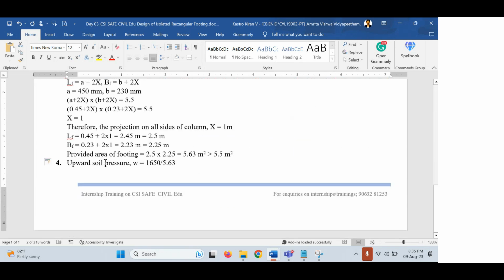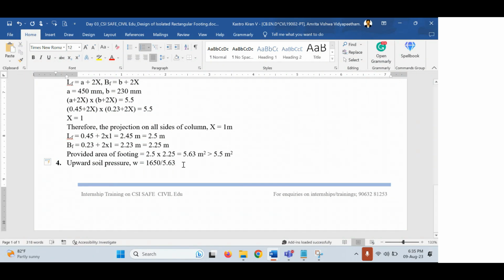So total load divided by provided area, not the required area. Provided area is this one, required area is this one. So we have to work with the provided area, not with the required area, because this area we are not providing anymore. This was the required area. So how much have we provided? We have increased the dimensions to the nearest round value, and hence we have got a much greater area. Therefore, larger area means better pressure distribution.